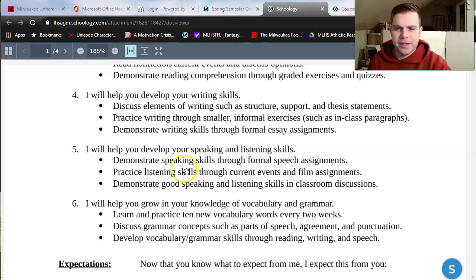Speaking and listening, as I mentioned, is even bigger this semester here. We will demonstrate speaking skills through a couple of formal speech assignments. For those of you who have my class virtually, we're going to get creative with speech assignments. You'll have to record some video for me or present speeches to me through Teams meetings. We'll get there when we get there.